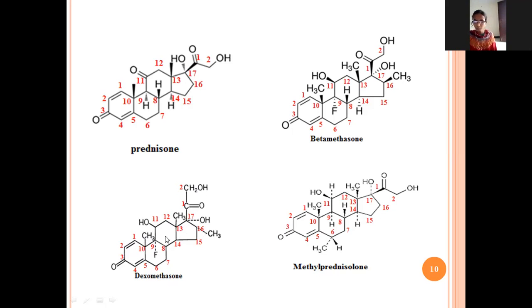See here, this is the phenanthrene ring, cyclopentane ring. In the 3rd position, oxygen, 9th position, fluorine, and here in the 10th position and the 13th and 16th position, methyl groups, and here in 11th and the 17th position, hydroxy, and here in the 17th position, 2-hydroxy acetyl group is attached.